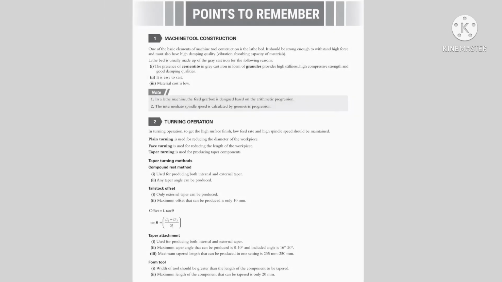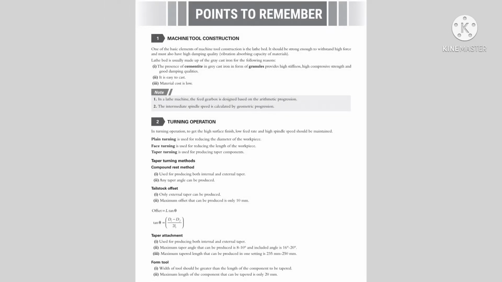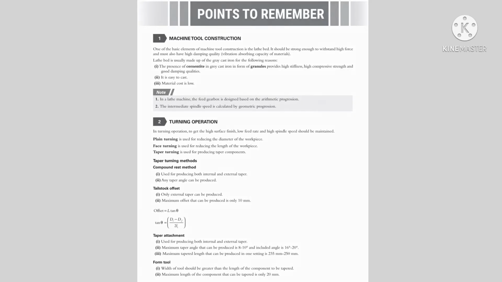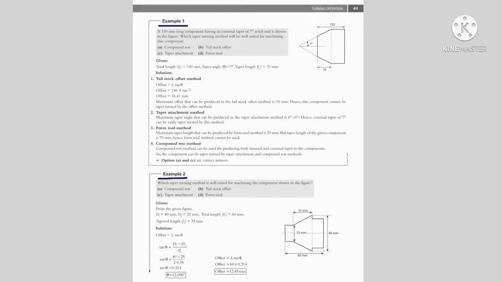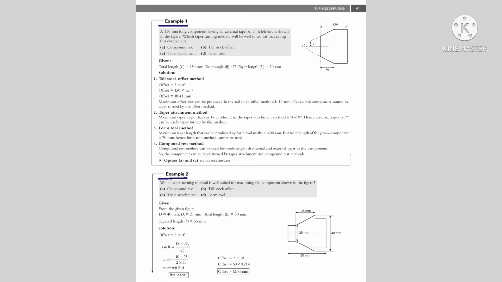Let us go to the next section in the machining chapter. This section mostly helps us to solve the theory questions, hence it is named as points to remember. Under this, the first topic is machine tool construction. We discuss important points in the construction of lathe bed. Coming to turning operation, here points are just repeated from the previous sections, and example problems are also given, which you can solve by yourself.